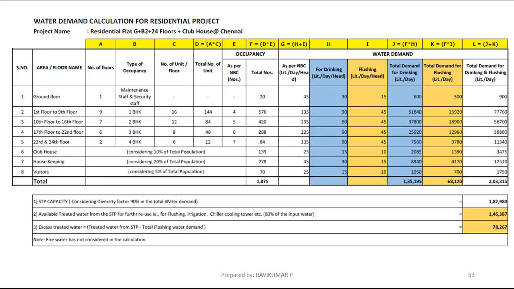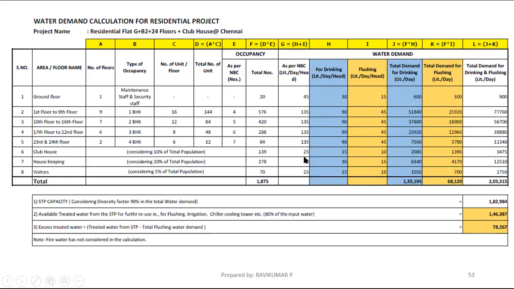10% of the total population in the residence. Only the residence people will go to the clubhouse for the gymnasium, the library, and other activities. They will go on a daily or weekly basis. They are the only ones going to occupy it. So, as per the NBC, how much do you have to take for the clubhouse?